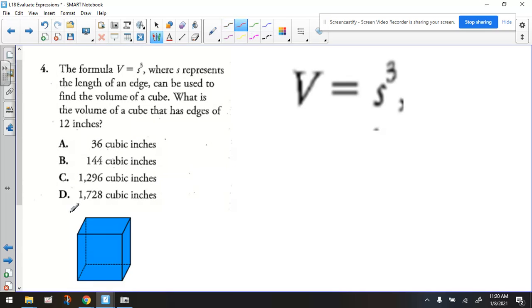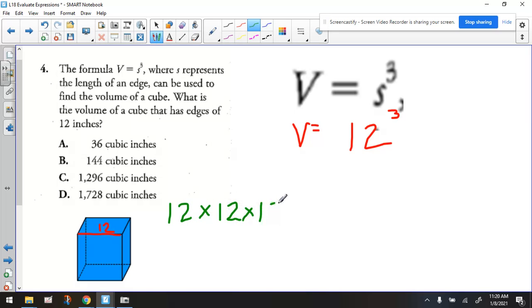So this one, we know that the dimension there is 12 inches. So we're going to apply that number to the formula. V equals 12 cubed. Now, what does 12 cubed mean? It means 12 times 12 times 12. In other words, 12 as a factor 3 times.